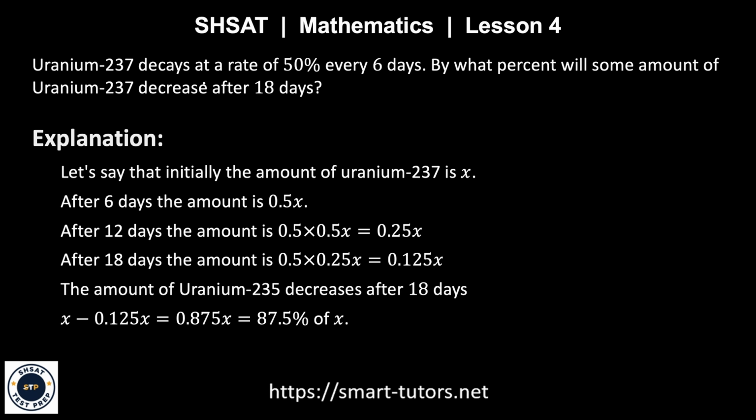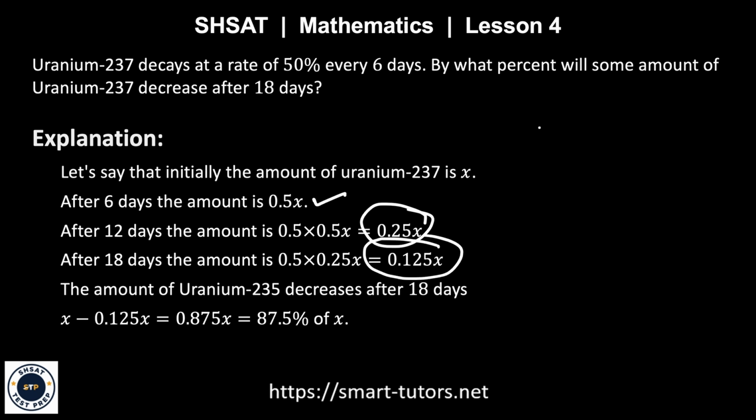Uranium 237, this is a radioactive material, decays at a rate of 50% every 6 years. By what percent will some amount of uranium decrease after 18 years? So what you need to do, say the original amount was X. After 6 years, it will have 0.5x. After 12 years, it will have 0.25x. After 18 years, it will have 0.125x.